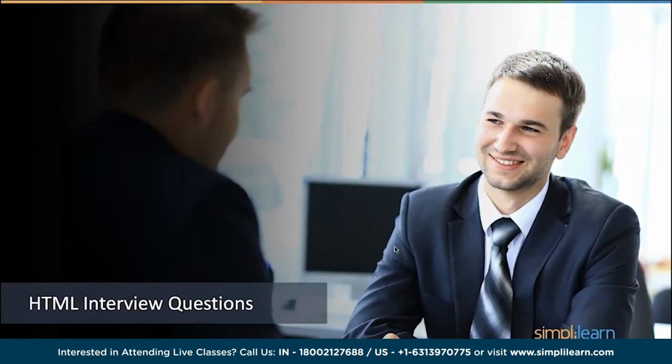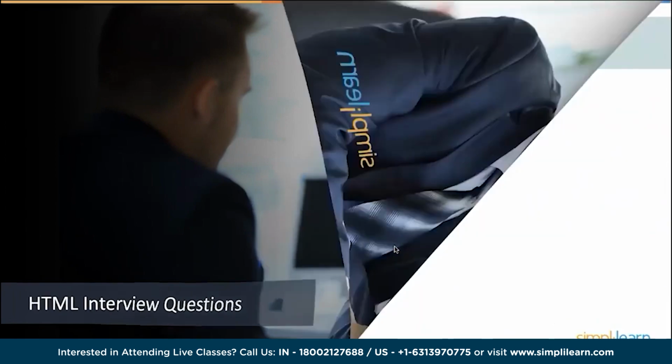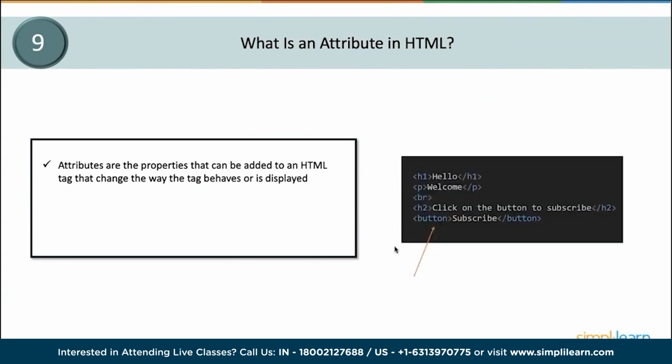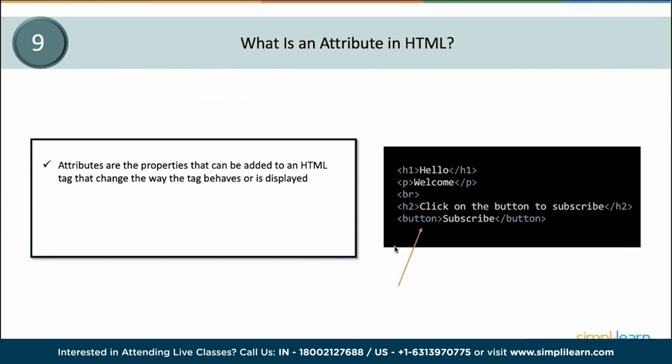Now we are heading towards HTML interview questions. Here are a few questions. What is an attribute in HTML? You can consider attributes as the properties that can be added into the HTML tag and that change the way the tag behaves or is displayed. You can see here you have a call button. Attributes are added right after the name of the HTML tag. So button is an element, it's not an attribute.